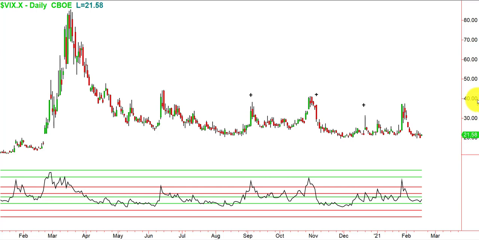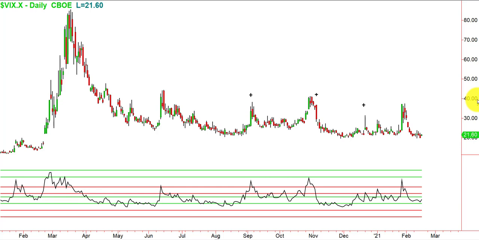So here we have a daily chart of the VIX. That is ticker VIX.X, the CBOE Volatility Index. This is essentially measuring how much fear there is in the markets. When it's high, the broad markets like the S&P and the Dow and the NASDAQ are usually falling. And when the VIX is low, like it is now, the broad markets are usually rising.